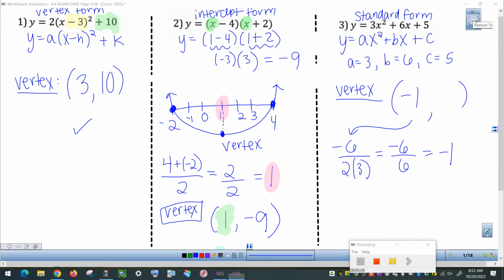Now it's kind of like what we just did with the middle problem. As soon as we know the x value of the vertex, we're just going to plug that in for x back in the original equation, and we're just going to solve it down for y. And when you plug it in, you just have to follow order of operations. So let's see how that would look for this one. So I'm going to say y equals, every time I plug in a negative 1 for x, I'm going to use parentheses.